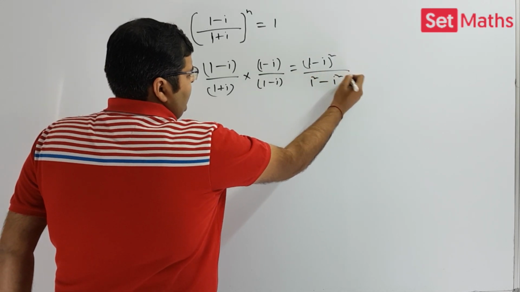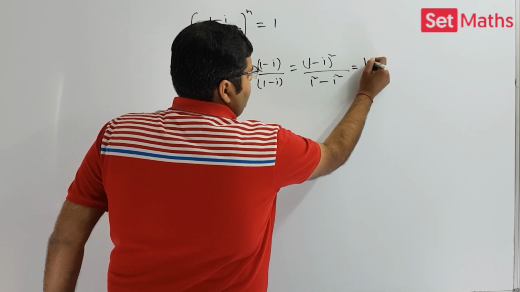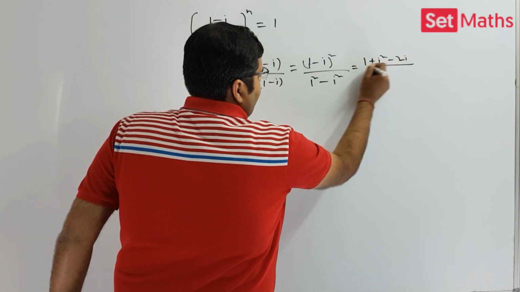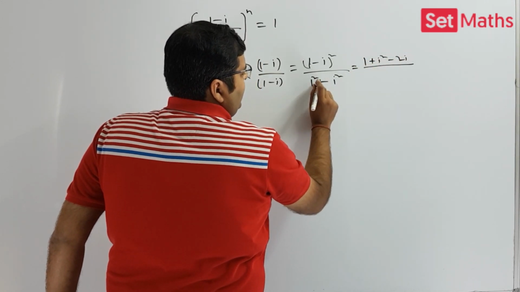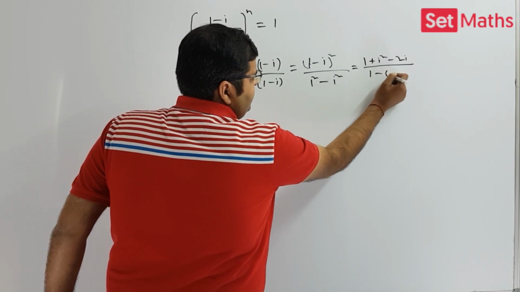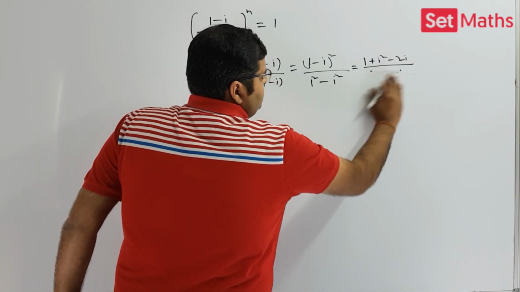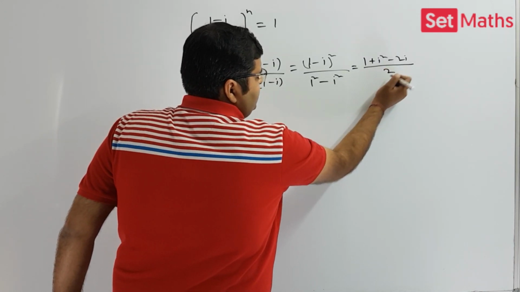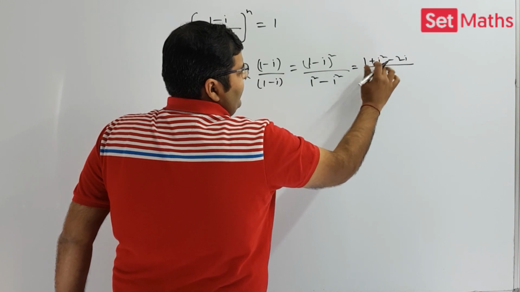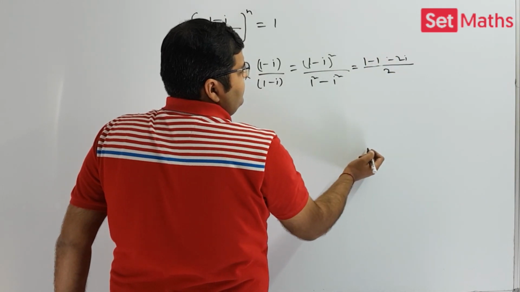square minus i square. So (1 − i) whole square is 1 plus i square minus 2i, divided by 1 square plus 1, because minus i square is minus 1. You can write it as 1 minus minus 1, because i square is minus 1. So this will be 1 plus 1, which is equal to 2. i square is minus 1, so instead of i square, we'll put minus 1. So this becomes 1 minus 1.